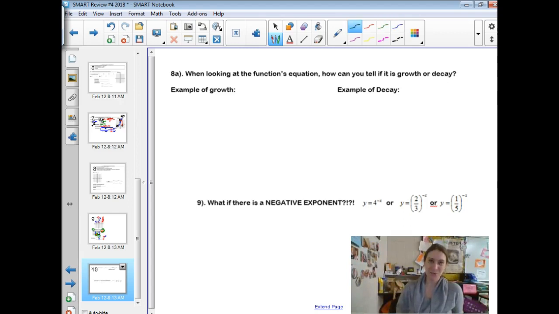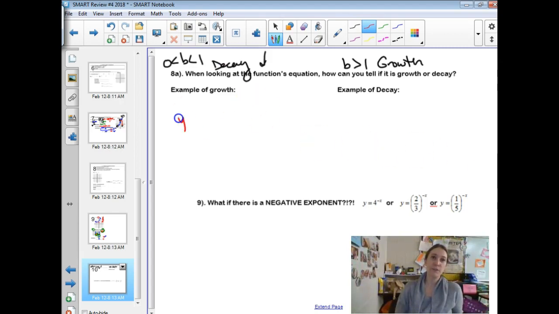Alright, these questions are more in theory. When you look at a function, how can you tell if it's growth or decay? And notice function. I'm not saying the graph, the actual function. So it has to do with the base. If the base is greater than 1, you have a growth. But if the base is between 0 and 1, you have a decay. Now don't just tell me a fraction, because there's fractions that are bigger than 1, so you gotta be careful.